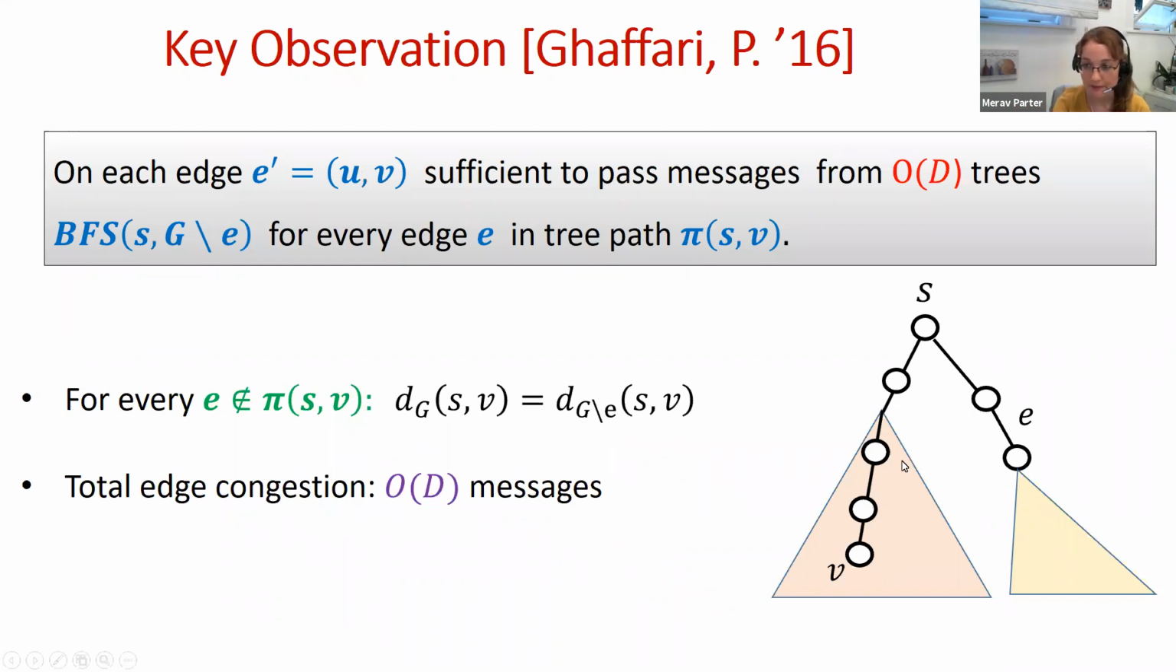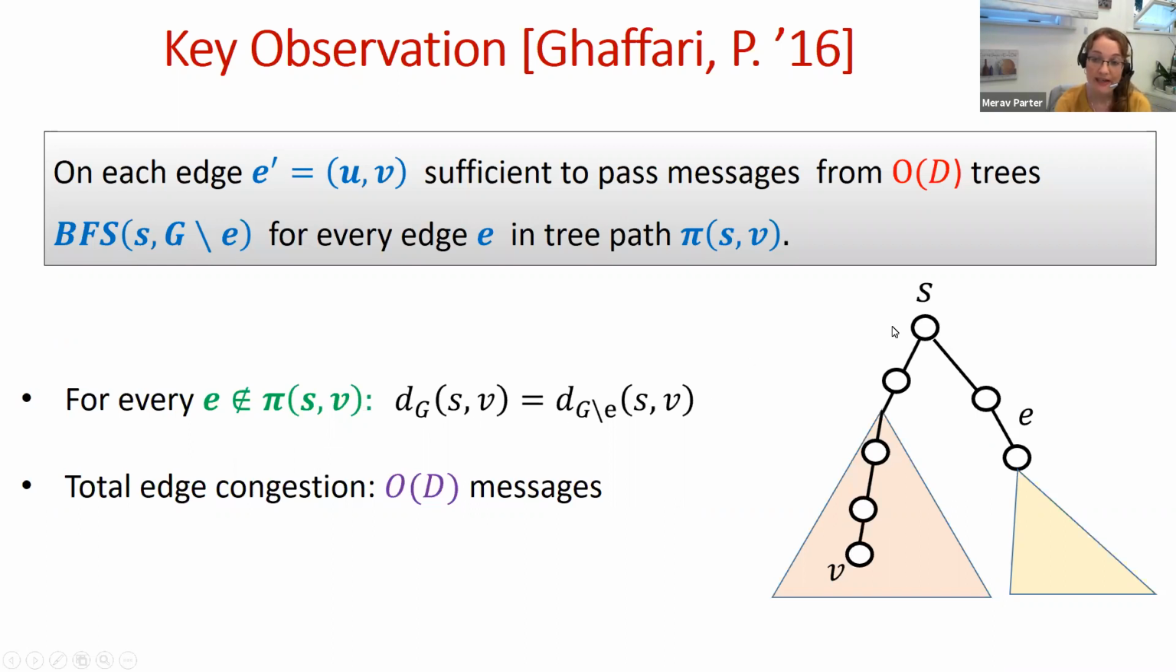And here is the reason. If the failing edge E does not appear on the shortest path between S and V, then the distance between S and V is exactly the same, the path is exactly the same. So there is no reason for you to send information to V about a BFS construction in G minus E because the path remains the same, okay?